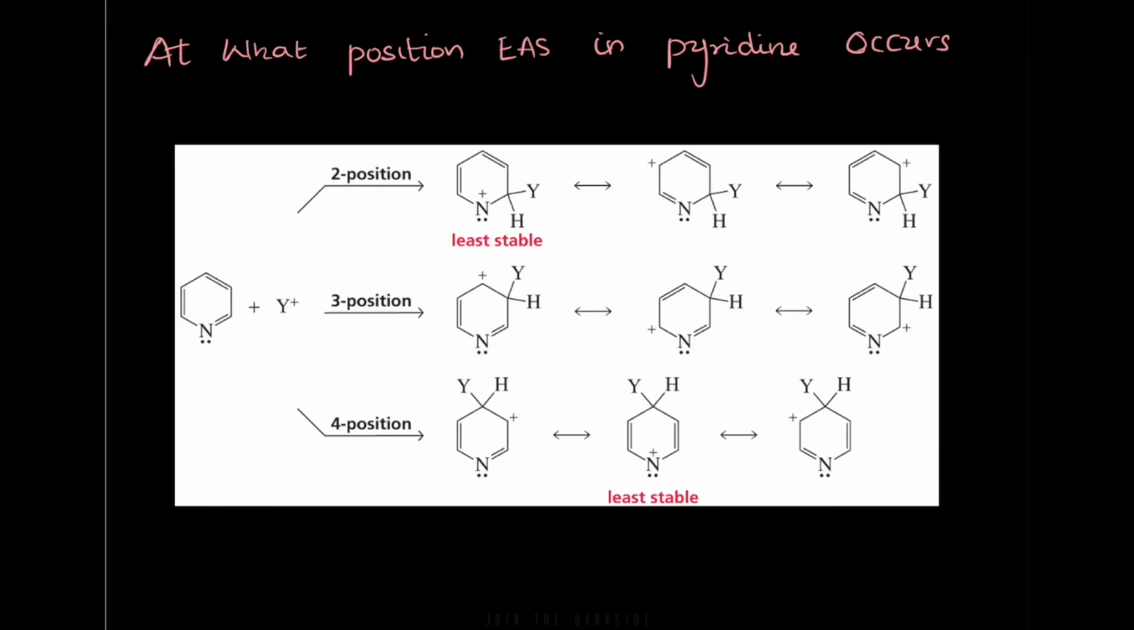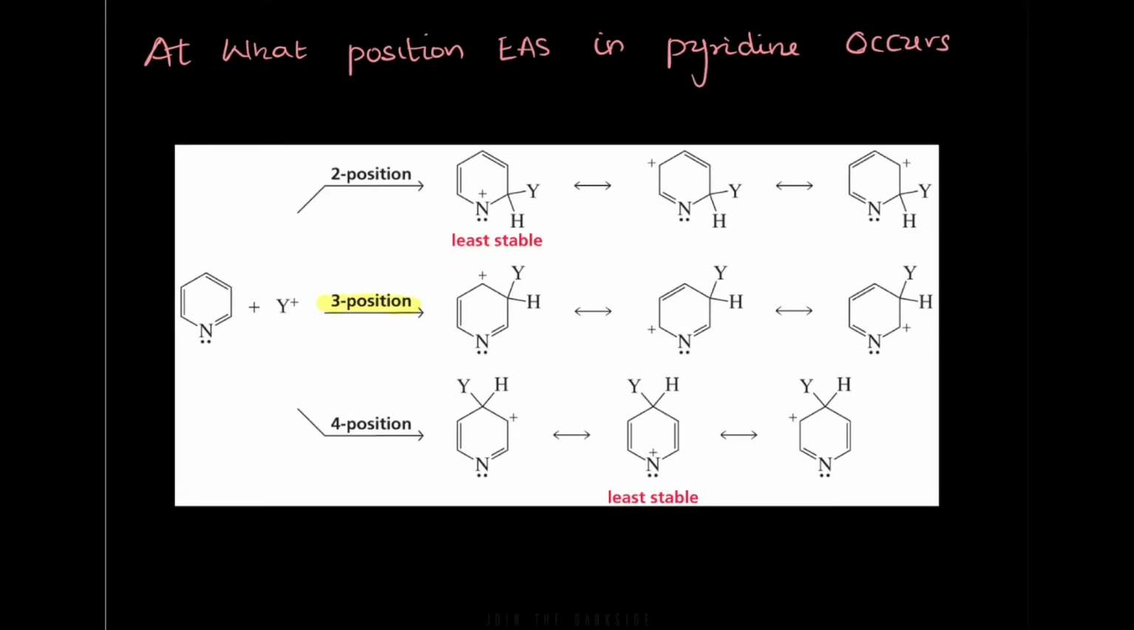Now, where does the substituent get added on to pyridine when it undergoes electrophilic aromatic substitution? Normally the substituent will go on to the third position. Now why the third position? In the third position, it's going to form equally stable resonance contributors. These are the three equally stable resonance contributors. But in the second or the fourth position, you have one resonance contributor, one intermediate, which is going to be less stable than the other two intermediates.